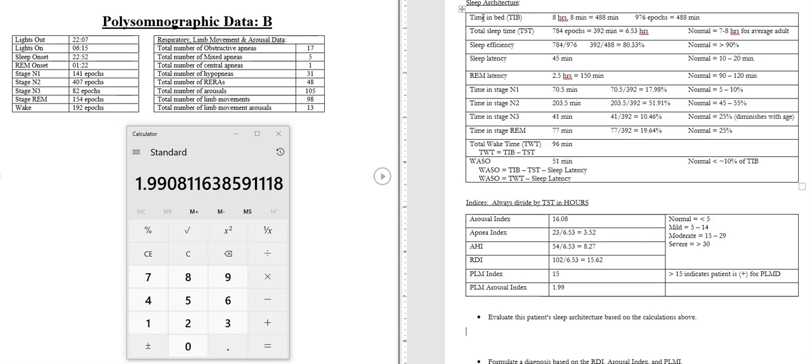So the patients spent a good amount of time in bed, but they only slept for 6.5 hours. So you can even shorthand this. You know, time in bed was normal for an adult, but total sleep time was reduced or less than the recommended 7 to 8 hours.